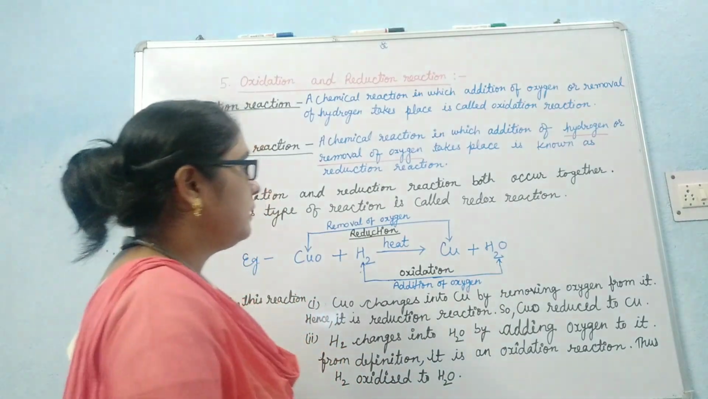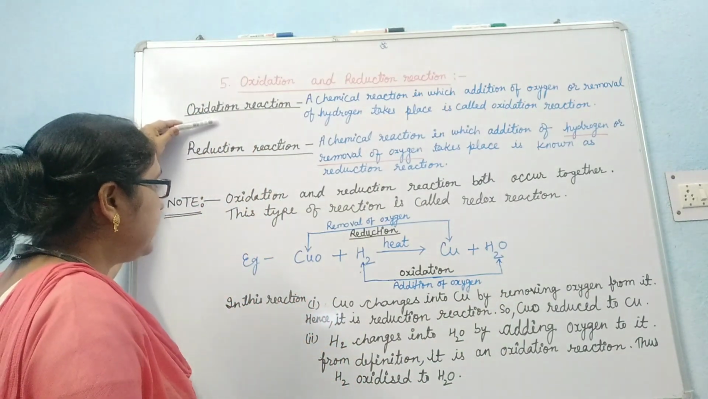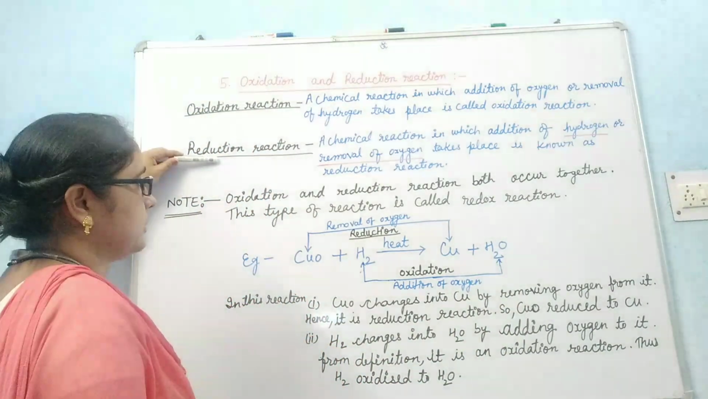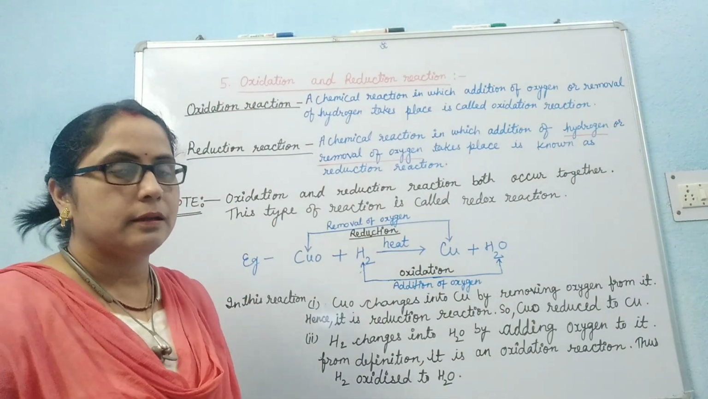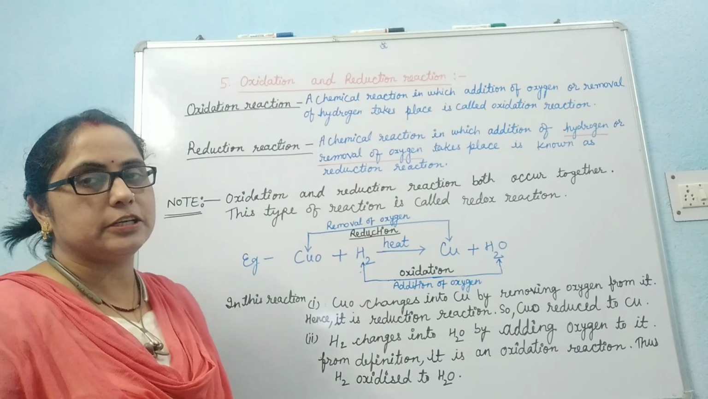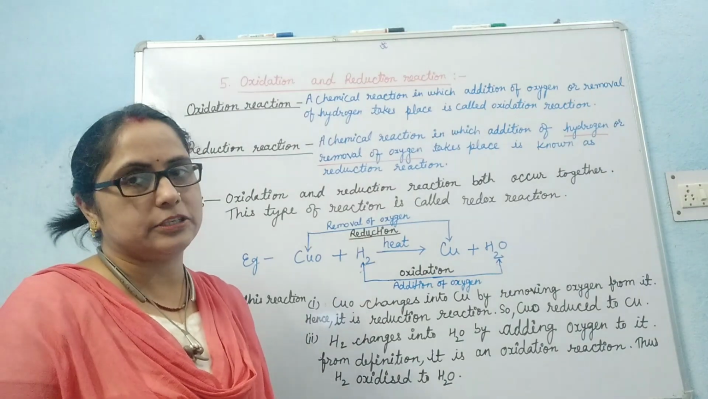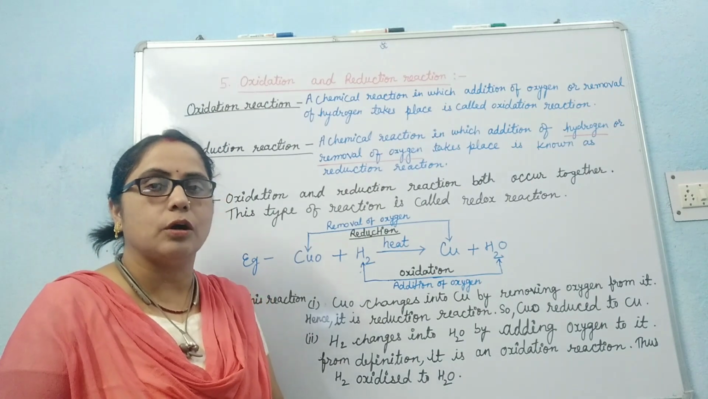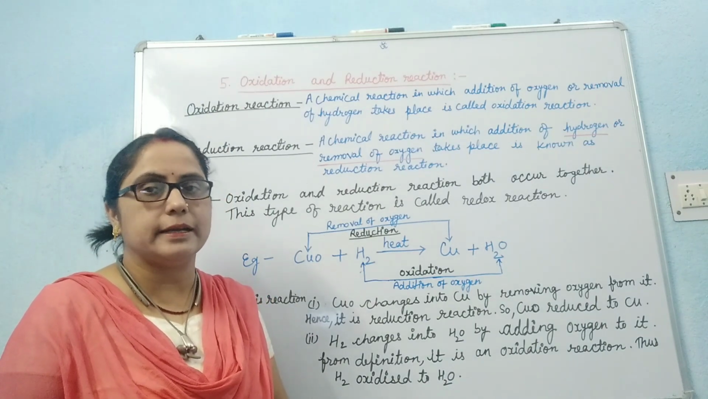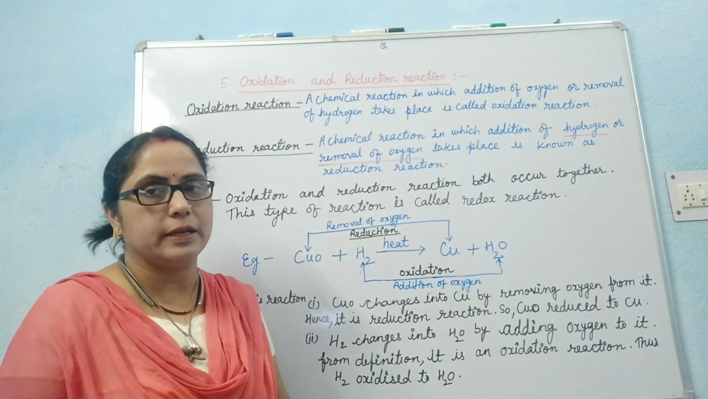Now, both oxidation and reduction reaction can occur in a chemical reaction together. This type of chemical reaction is called redox reaction. It means in redox reaction, both the oxidation as well as reduction takes place together.